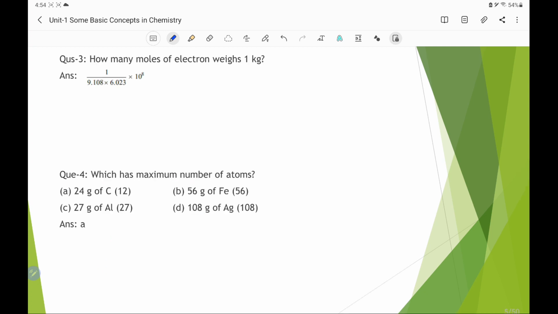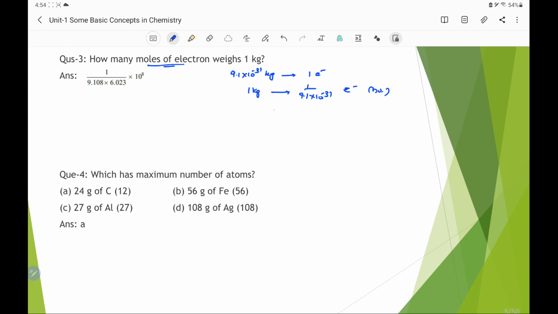Question number three: how many moles of electrons weigh 1 kilogram? We know 9.1 × 10^-31 kilogram is the weight of 1 electron. 1 kilogram contains the number of electrons equal to 1 by 9.1 × 10^-31 electrons. These are the number of electrons, and we have to find the number of moles.